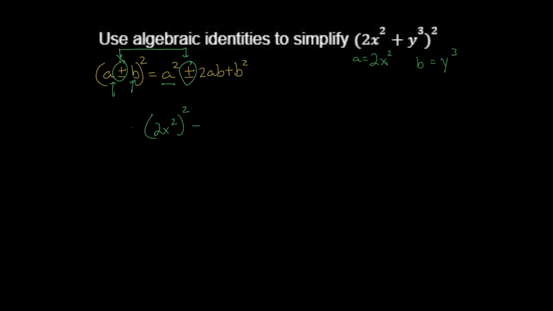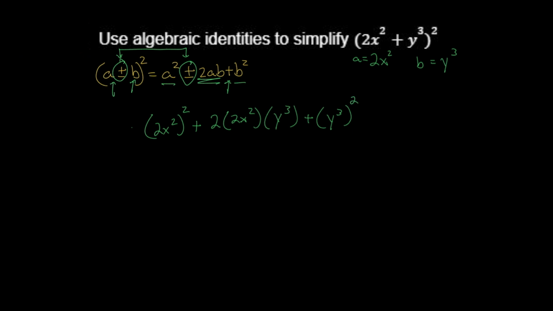So we're going to have plus twice AB, so 2 times A, which is 2x², times B, which is y³. And then lastly, plus B squared. B is y³, so (y³)².